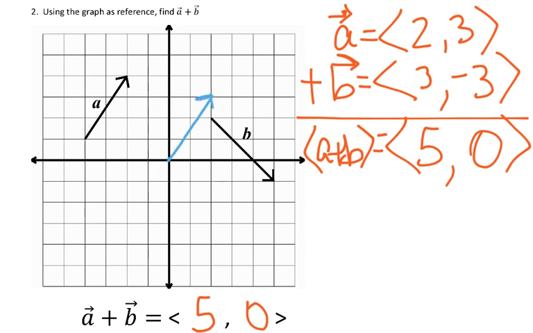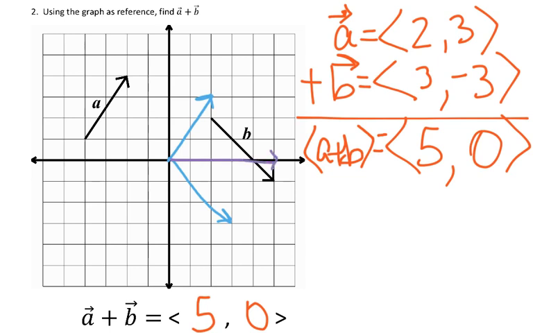Then B, it says, is over 3 down 3. So over 1, 2, 3, down 1, 2, 3. So our answer says it's 5, 0. So I'm going to draw it in here in a different color. 5, 0 is that right there.